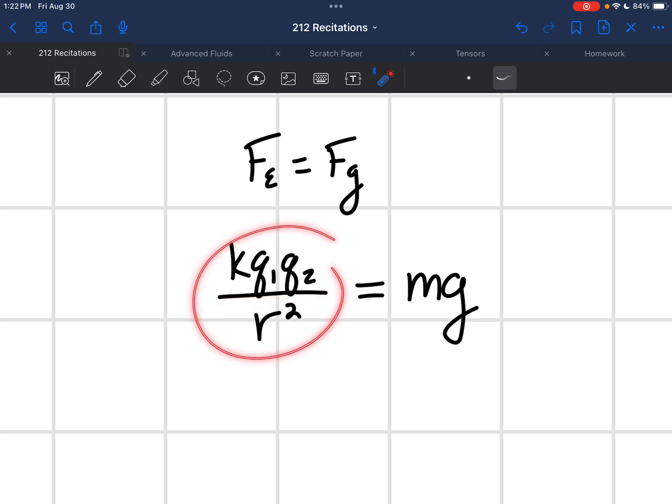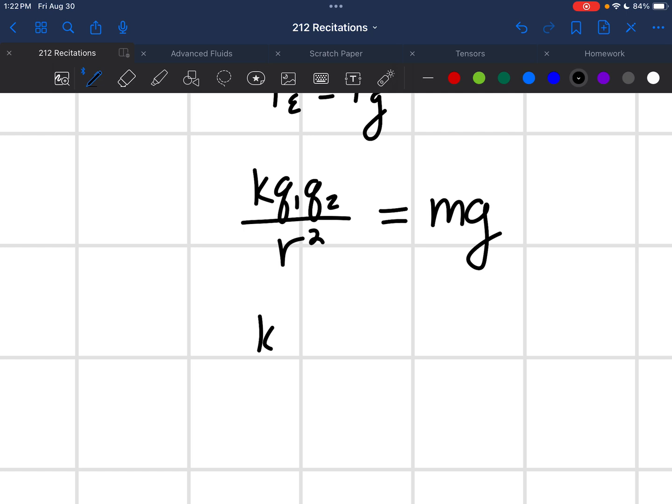I already said I didn't really care about the signs because we're talking magnitudes. So if they have the same charge, I'm just going to call that charge Q. So it'll be K times Q times Q, so it'll be Q squared over R squared equals mg.